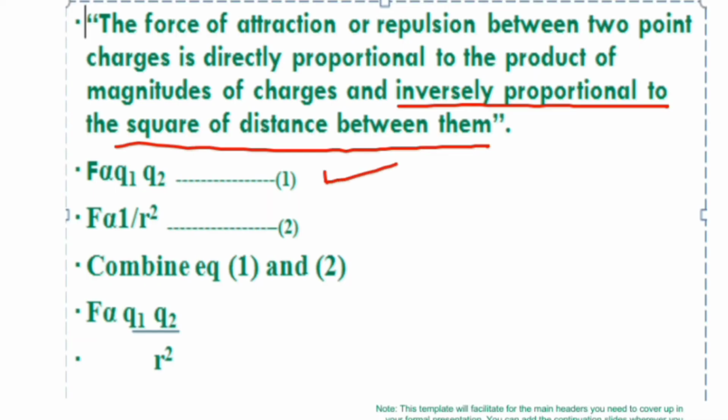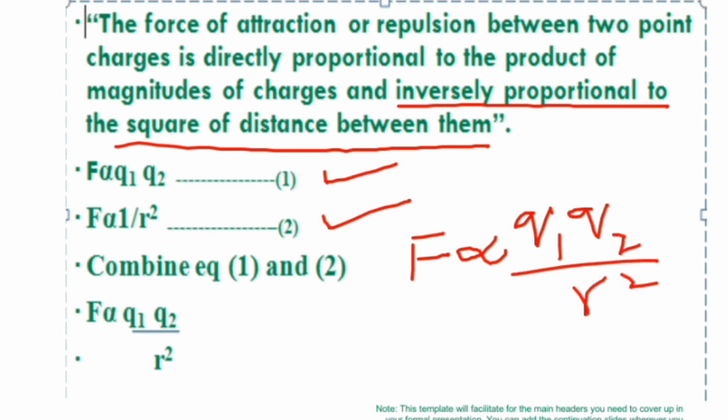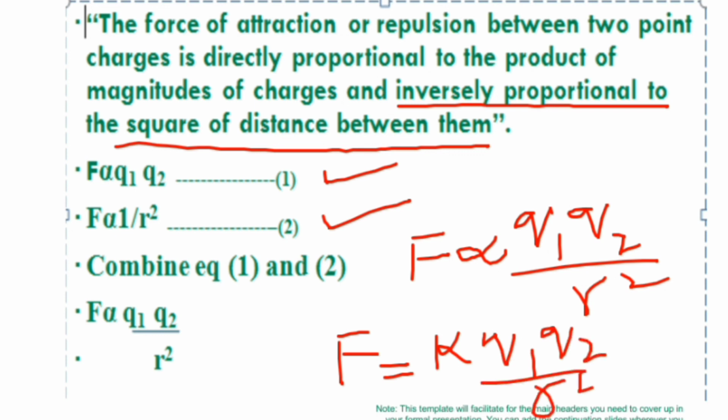So force of attraction or repulsion is directly proportional to the product of the charges, and force of attraction or repulsion is inversely proportional to the square of the distance between them. Now combine equation 1 and 2. We can write these two equations in combined form. F is directly proportional to Q1 and Q2 and inversely proportional to the square of the distance. If we convert the proportion sign into equal, then we write a constant K Q1 Q2 upon R square.